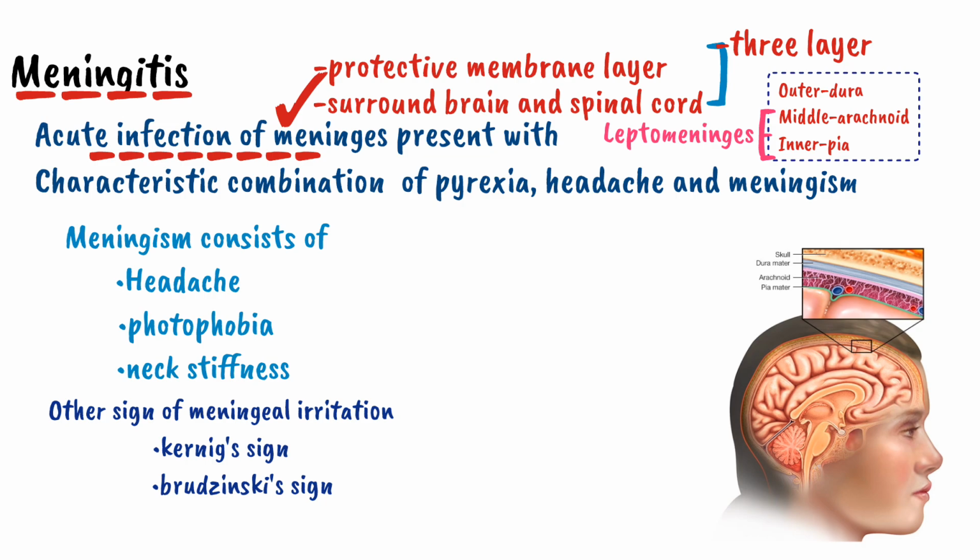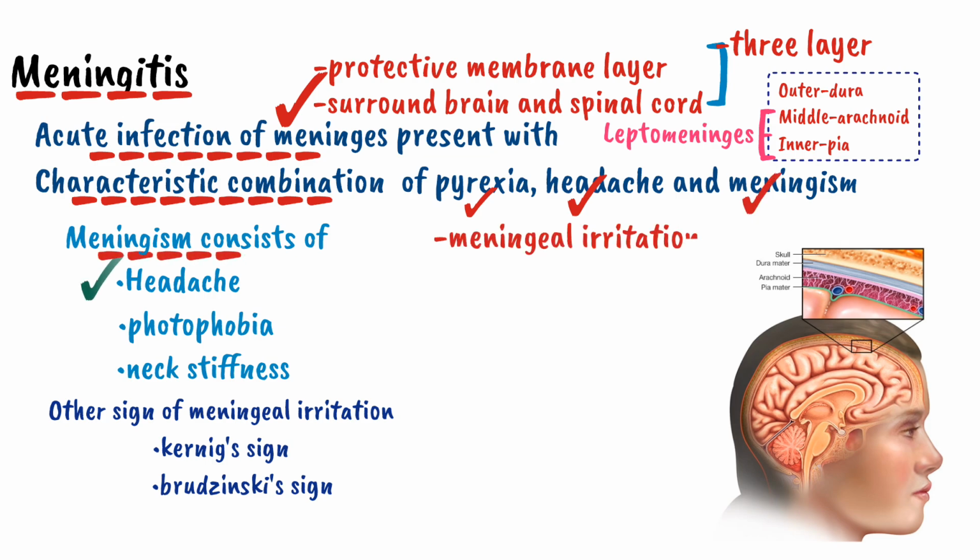Patients with meningitis will clinically present with a characteristic combination of pyrexia, headache and meningism. Meningism is a clinical feature produced due to irritation of meninges. It consists of headache, photophobia and neck stiffness. Apart from that, meningism can also include other signs such as Kernig sign and Brudzinski sign. So what is Kernig sign and Brudzinski sign?